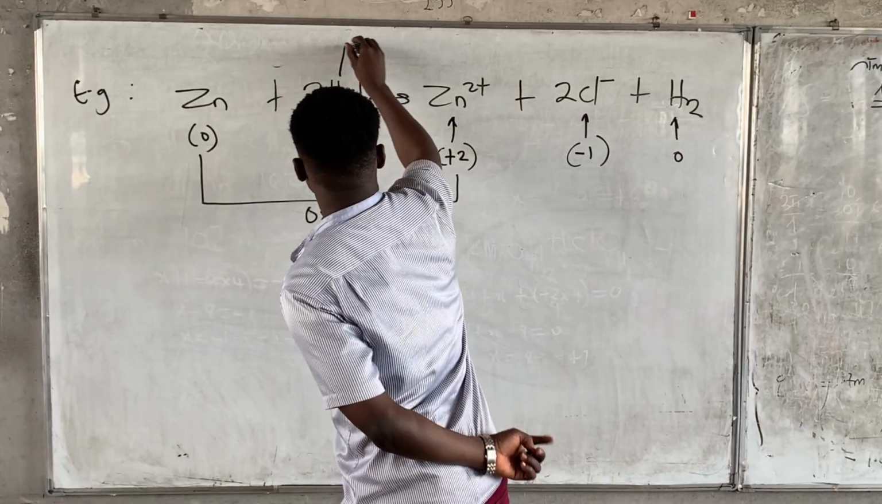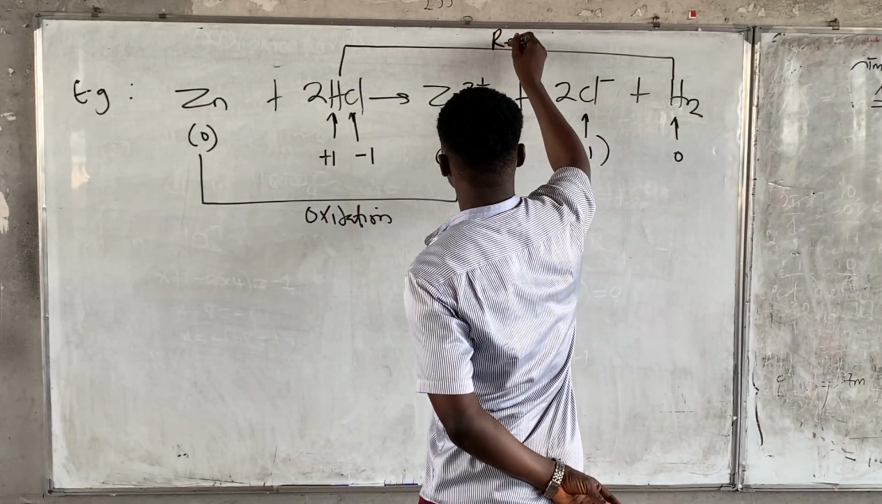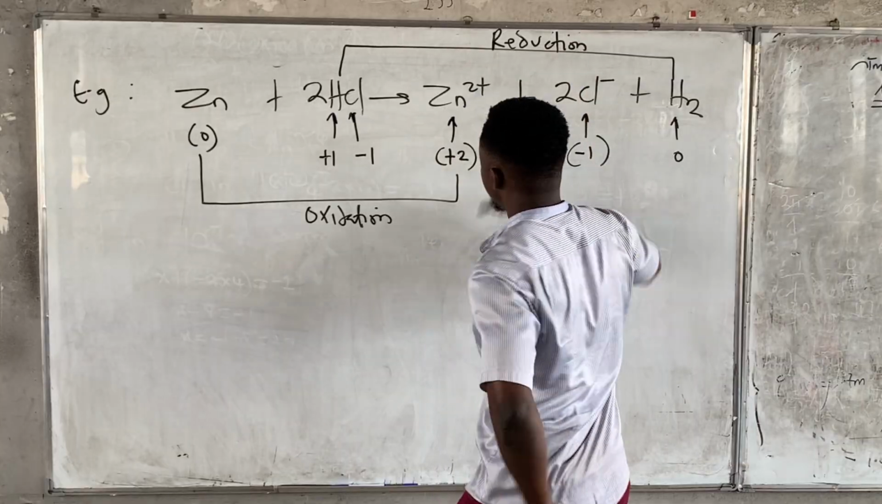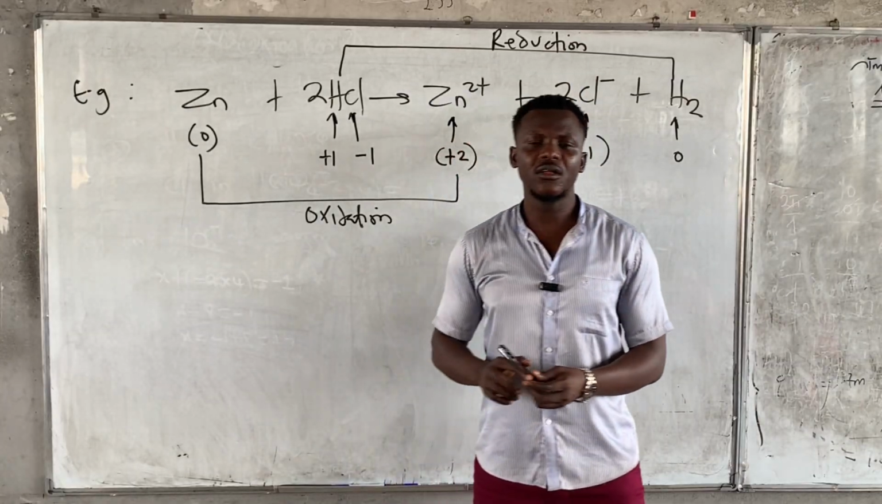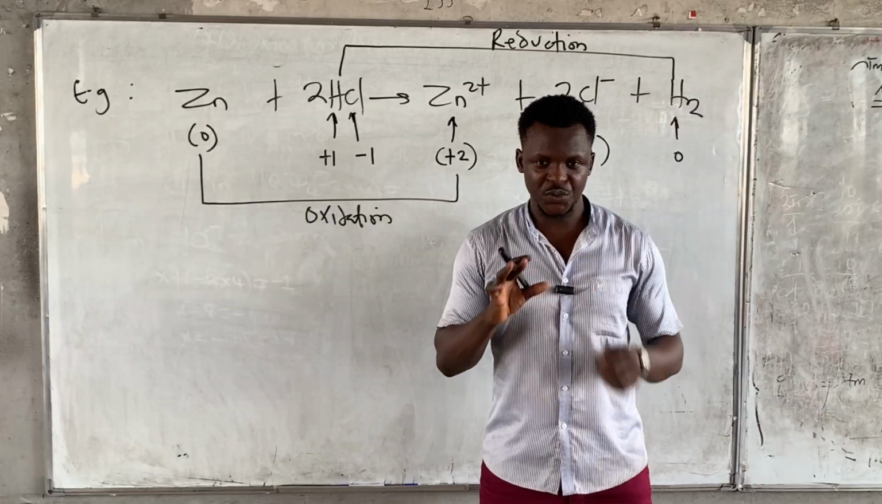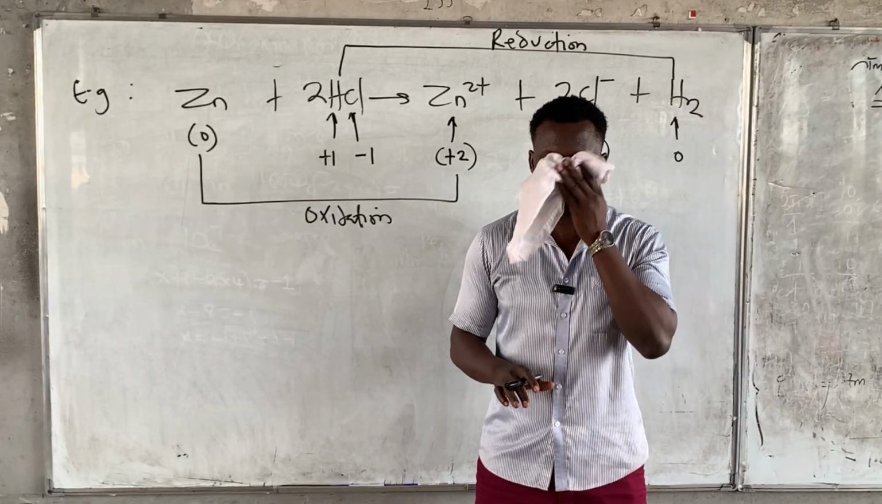So this becomes reduction because there is a decrease in oxidation number. Now, if you're asked to tell what is oxidizing agent and what is reducing agent, class, this is a concept you're going to make use of.